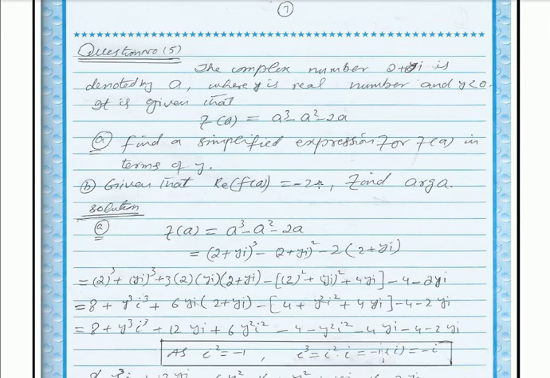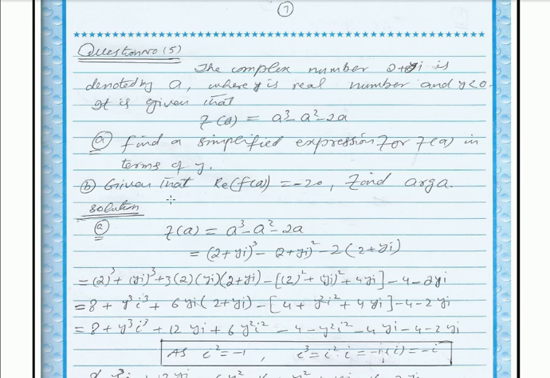Today we shall discuss question number 5. The complex number 2 plus yi is denoted by a, where y is a real number and y is less than 0. It is given that f(a) equals a cubed minus a squared minus 2a. Part A: find a simplified expression for f(a) in terms of y.